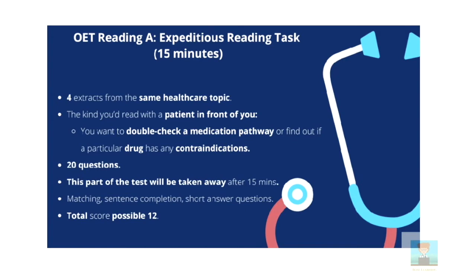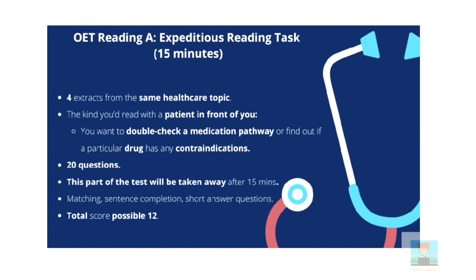So you read some information to find out more or to double-check what you already know. This time there are 20 questions in total, so you have to be efficient in your reading. Once the 15 minutes are over, this part of the test will be taken away. The kind of questions you could get here are matching, sentence completion, or short answer questions, and there's a total possible score of 12.